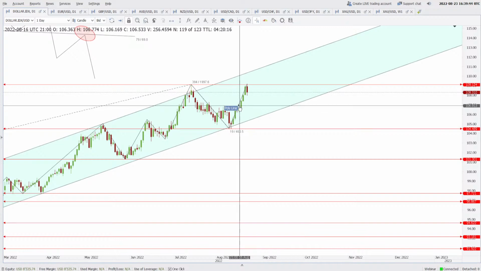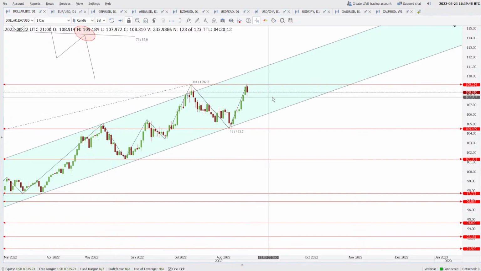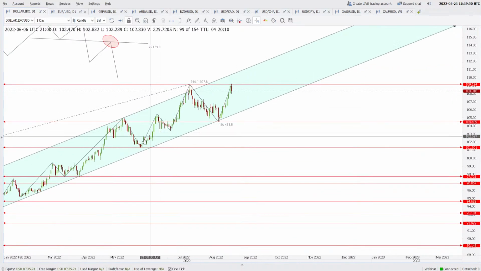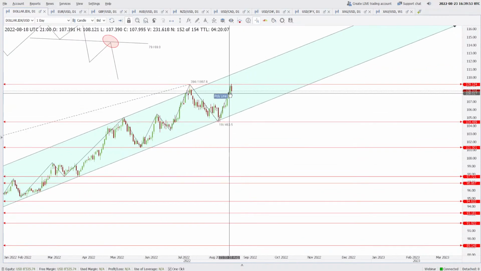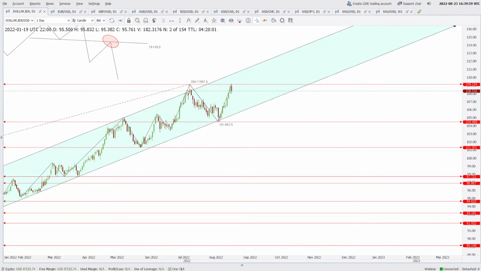You know when to buy. You have to buy near the support, and if you want to sell, sell near the resistance. But this is not a selling market because it is in an uptrend, so wait for the right time to buy if you want to buy. I hope you understand. If you don't understand, you can write your questions in the chat.